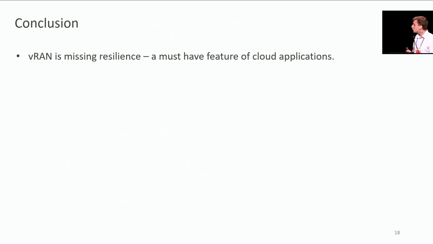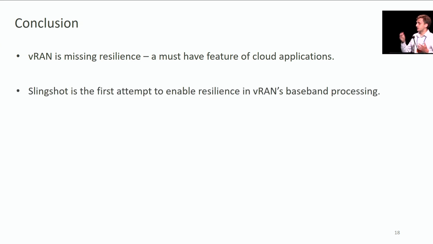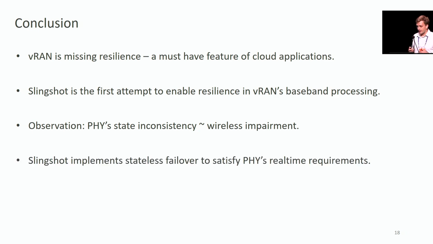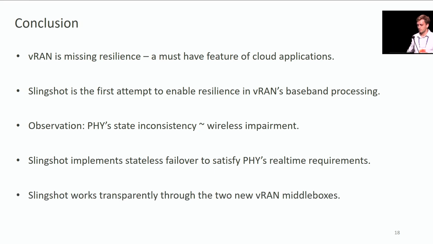To conclude, today's vRAN misses resilience, which is a must-have feature for any cloud application. This work is the first attempt to enable resilience in vRAN's baseband processing. It's based on the observation that we can view the PHY as a stateless function executor and view all the little state inconsistencies as wireless impairments. So we don't need to migrate the state, and the PHY migration can be implemented in a stateless way, therefore satisfying the hard real-time requirements of the PHY.